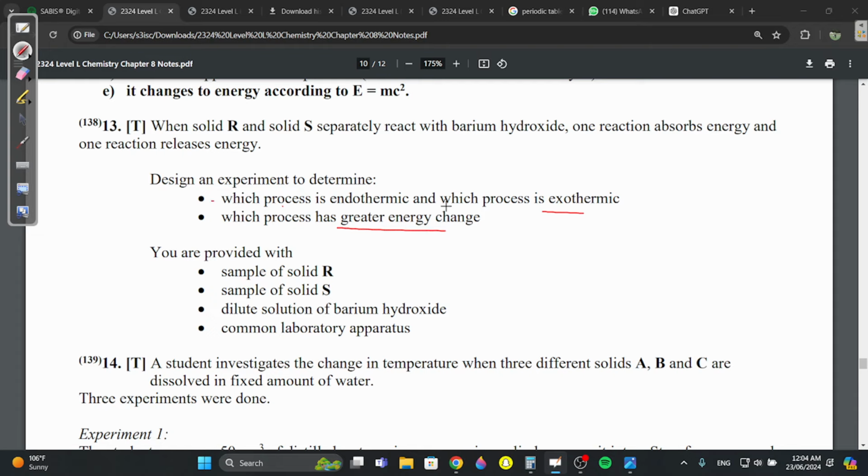So we're testing two things. If it's endo or exo. Okay, which process has greater energy change? And they said we have R, we have S, we have a solution of barium hydroxide, and we have common laboratory apparatus. Okay, so we have R and S. When R reacts with barium hydroxide, it either absorbs or releases energy, and the same thing goes for S. So we're asked to test two things.